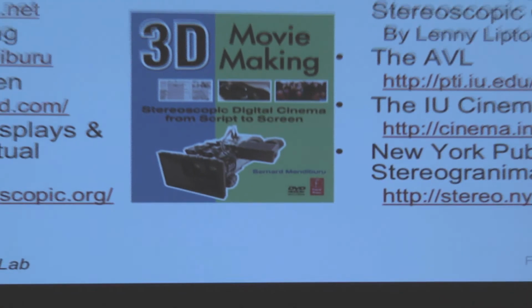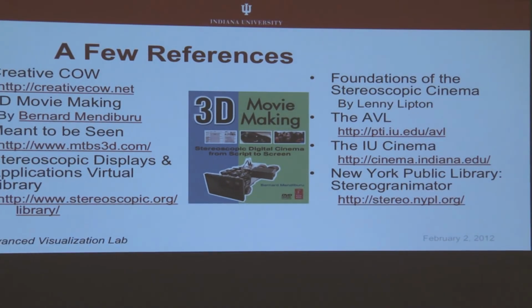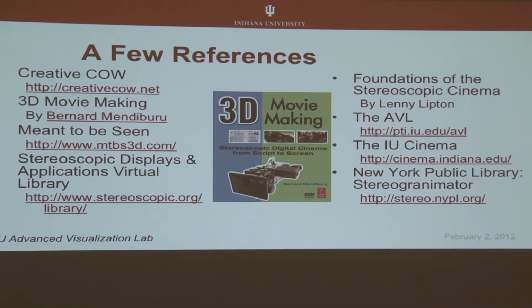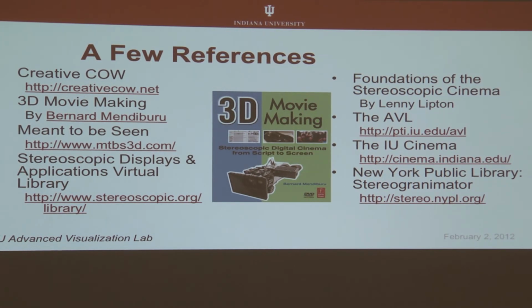So there are some references. There are a lot of online resources that you can go to that talk about 3D and the uses of 3D. This is the textbook that the 3D class is taught with. There are also some resources here, the Advanced Visualization Lab, of course, the IU Cinema. And a really fun one that I found recently that's been making the rounds online is the New York Public Library Stereogranimator. The Stereogranimator is an interesting exercise where they've got a big collection of old stereographs.